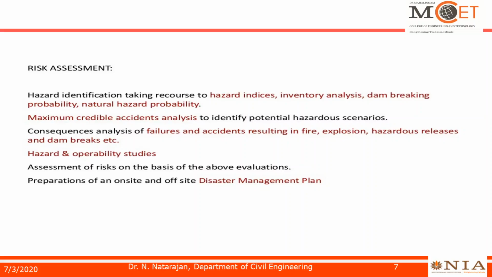Then hazard and operability studies, right, and assessment of risks on the basis of the above evaluation, right. So you assess those risks, right, based on what we have already seen, and preparation of an on-site and off-site disaster management plan. So on-site is in the site itself. We see what are the different alternatives, and we try to make a management plan for all these hazards. And off-site is what happens in the neighboring locations, so off the site. So you'll have to make a management plan for that particular aspect.